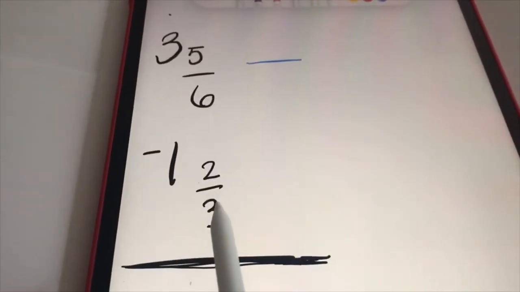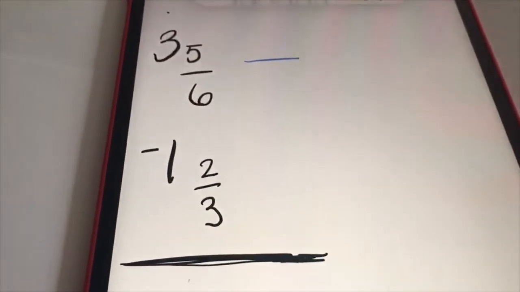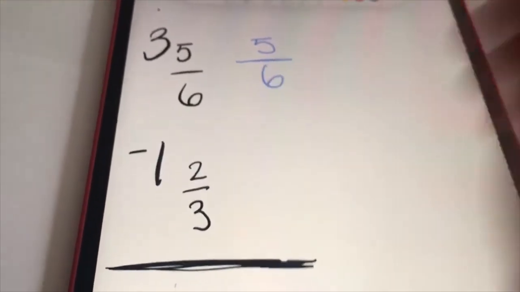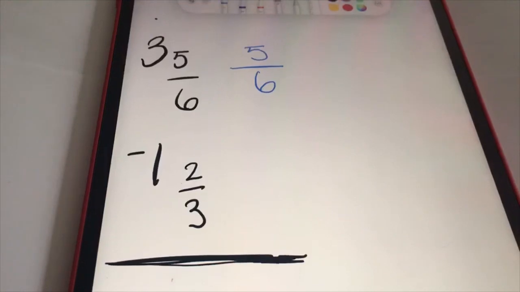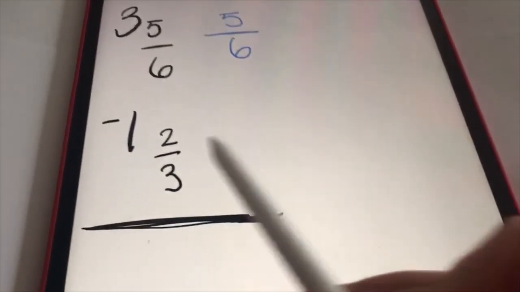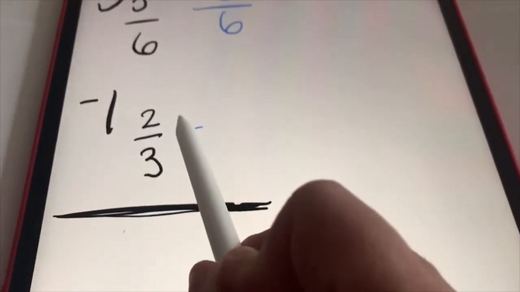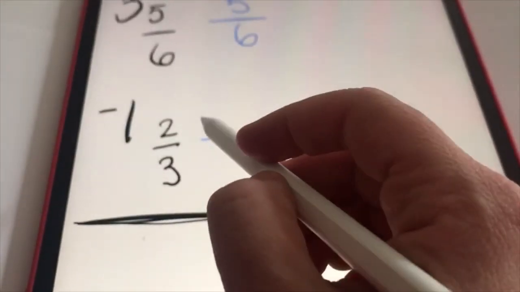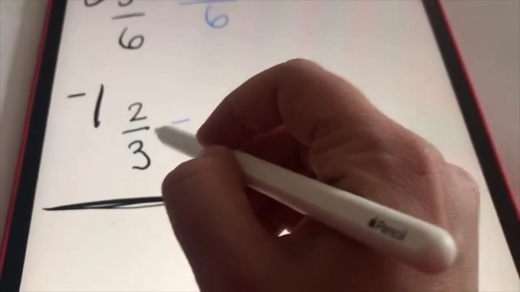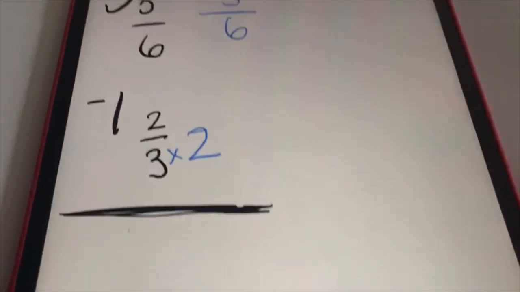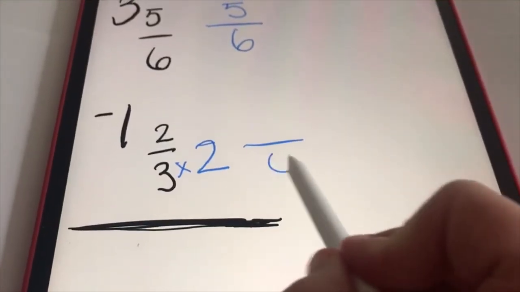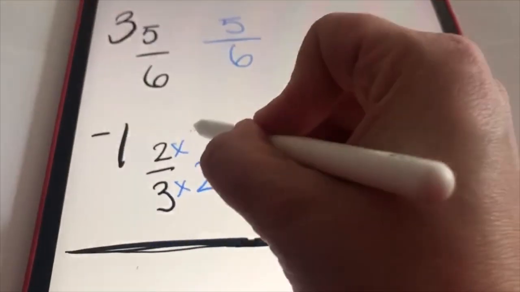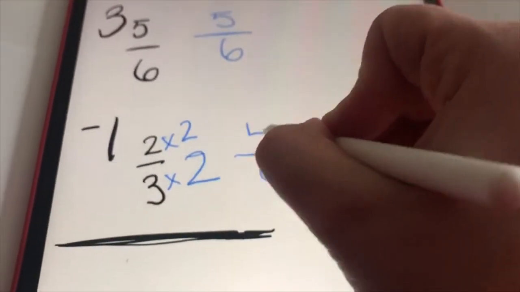I know that if I skip count by 3, I'm eventually going to hit 6. Therefore, I do not need to rename this fraction as an equivalent fraction. I'm just going to leave it as 5/6. But for 2/3, I have to think about what is an equivalent fraction. So I know that if I multiply 3 by 2, I will get 6. Now, whatever I do to the bottom, I have to do to the top. So 2 times 2 is 4, okay?